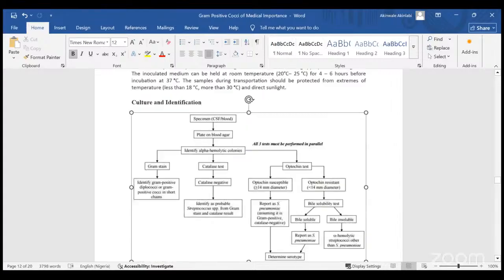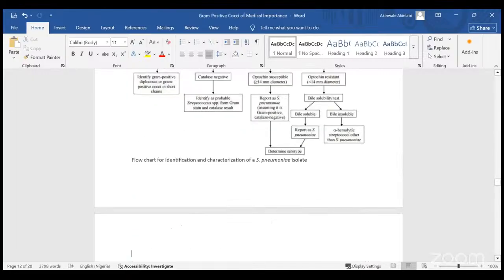So what are the culture methods? How do you culture them and identify? You can culture them on blood agar. You use alpha hemolysis for them. Strep pneumo is alpha hemolytic. They are optochin sensitive. So these are the things that you can use to identify them in that flow chart.